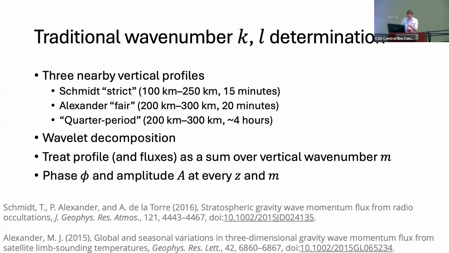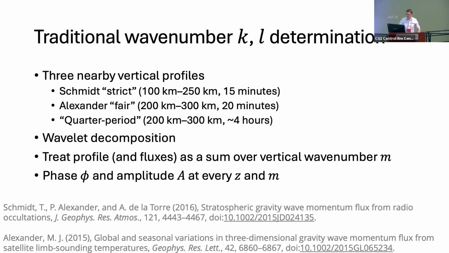And the trouble with GPS RO, of course, is that compared to the atmosphere, RO profiles pretty much go straight up and down. So you can get the vertical wave number M really easily, but getting the horizontal wave numbers is a little trickier. You need 3 profiles instead of just 1. And you traditionally need these profiles to be close together and effectively simultaneous.